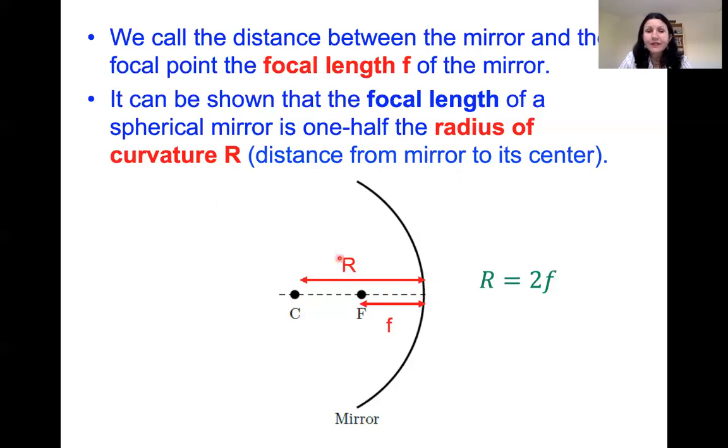And it turns out there is a relationship between R and f, and R is just double f. So again, this is a geometrical derivation that I won't get into too much here, but this is a property that happens to be true for these spherical mirrors, which again will be useful.